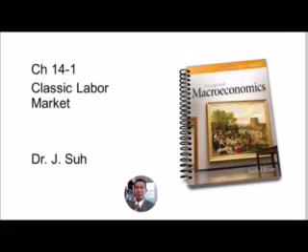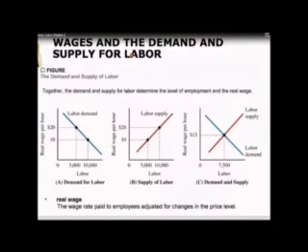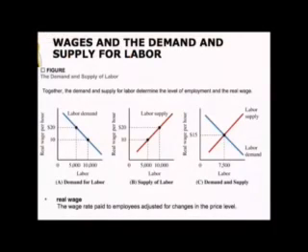The other part of our classical model is the labor market. The labor market is going to look at the interaction of labor demand and labor supply, and it's going to tell us what the price is and what the quantity is, just like any other market. Now the trick is, when we're looking at the labor market, things are a little backwards from what we're used to. So let's look at labor demand first.